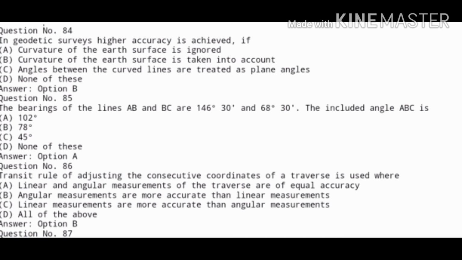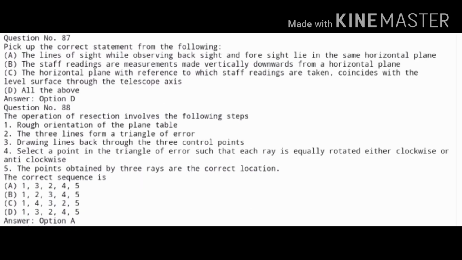The bearings of lines AB and BC are 146 degree 30 minutes and 68 degree 30 minutes. The included angle ABC is 102 degree. The transit rule of adjusting the consecutive coordinates of the traverse is used where angular measurements are more accurate than linear measurements. Correct statement. Option D is the correct answer.